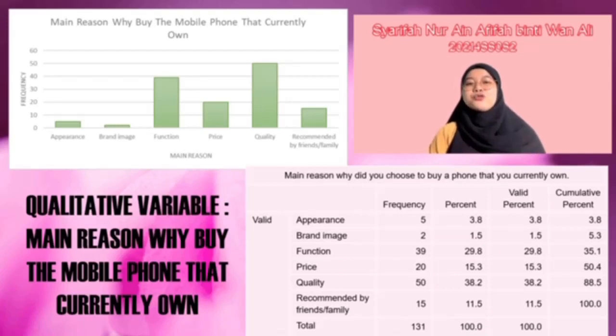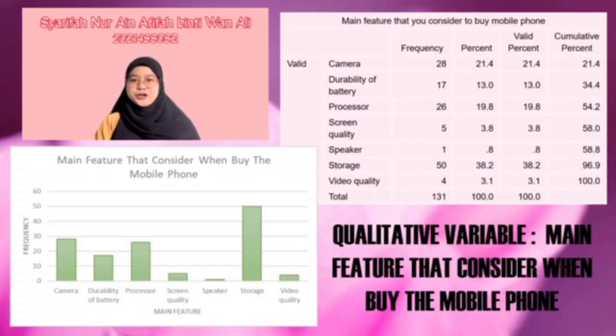Meanwhile, two students choose brand image as the main reason, with the percentage of 1.5%. Then we have the main feature that is considered when buying a mobile phone. There are 7 options of main feature for the students to choose, which are camera, the durability of battery, processor, screen quality, speaker, storage, and video quality.